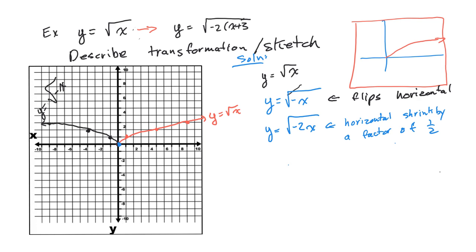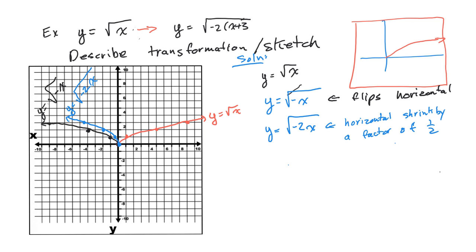So (0, 0) still stays the same. Then instead of (1, 1), we're at (0.5, 1) and there. And then the (4, 2) gets pulled in. And then the (9, 3) becomes (4.5, 3), which is that spot there. So now our graph looks like that. So now we have y is equal to the square root of negative 2x.